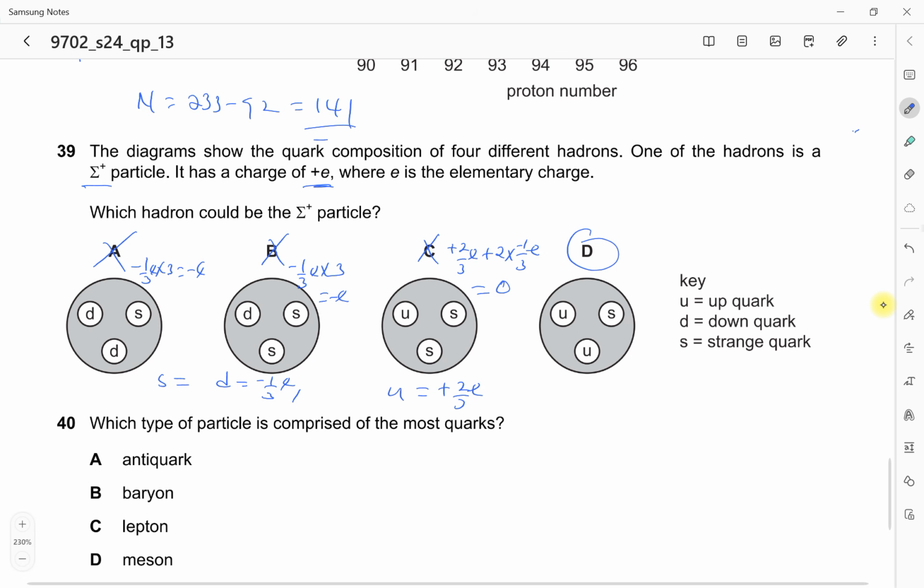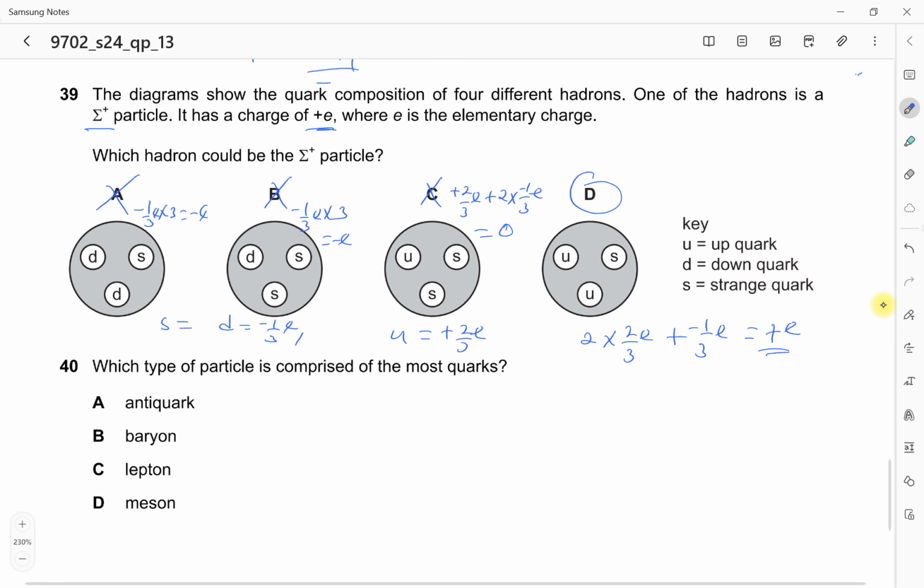So for question 39, I think the answer is going to be D, because there are 2 up quarks, so it is 2 times 2/3e, then plus strange, which is -1/3e, which is 4/3 plus minus 1/3, which gives us 3e over 3, which is equal to positive e. So the answer is D.